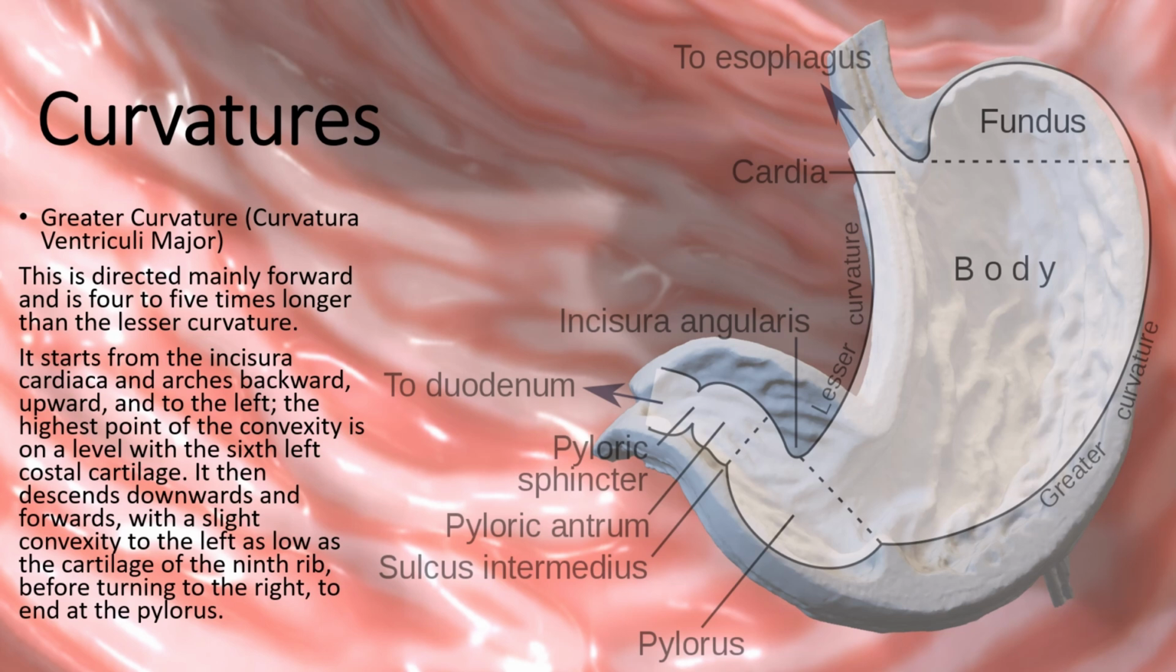This incisura angularis is also found on the side of the greater curvature. It is like the opposite of this curvature, which is the left extremity of the pyloric part. Also, the portion between the sulcus intermedius and the duodenopyloric part is constricted by a pyloric antrum.